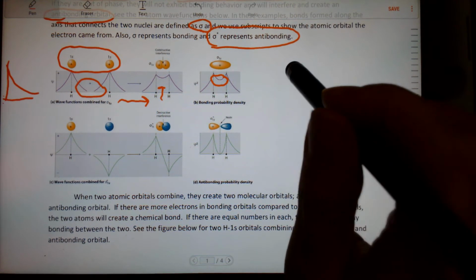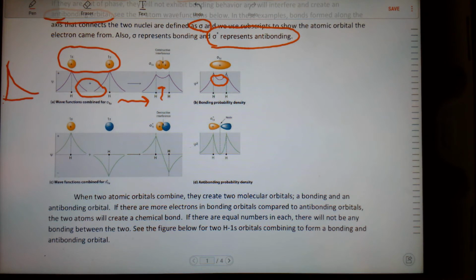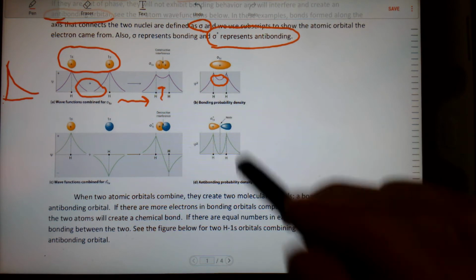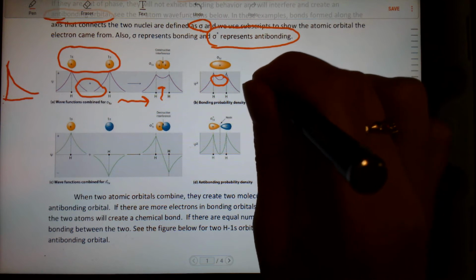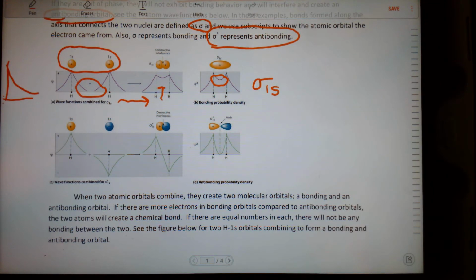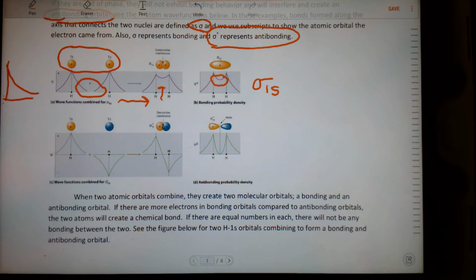We show where it came from. The sigma is what we call a molecular orbital, so we're going to show what atomic orbitals were combined for that. This one here is called a sigma 1s. It's a sigma bond. It occurred along the bonding axis. So again, remember this: it occurred along. And then the 1s shows where it came from.